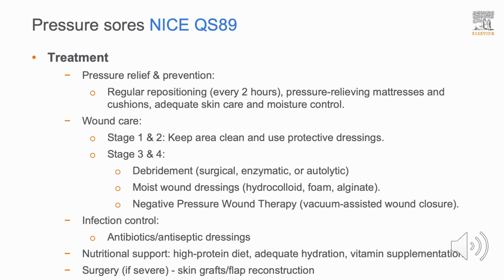For stage 3 or 4 wounds, debridement is essential, which is either performed operatively or enzymatically with dressings. Moist wound dressings such as hydrocolloids, foam or alginates are typically preferred, and negative pressure wound therapy can be administered, which is vacuum-assisted wound closure, which can help to draw any excess fluid or infection out of the wound and aid closure. Infection control with antibiotics or antiseptic dressings is often important in the case of superimposed infections, and nutritional support is essential to optimize wound healing with high-protein diets, adequate hydration, or vitamin supplementation.